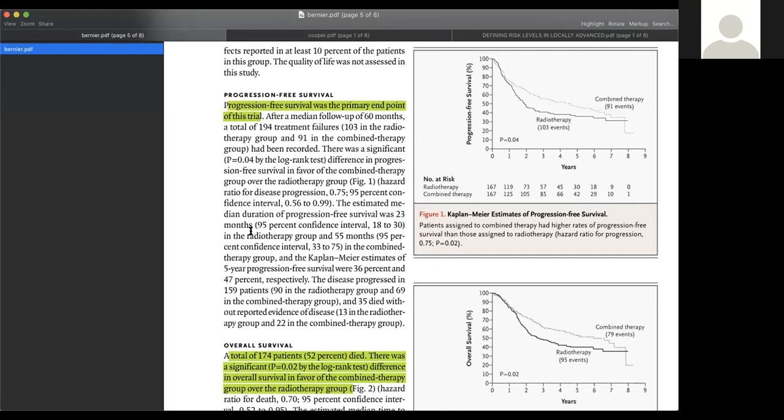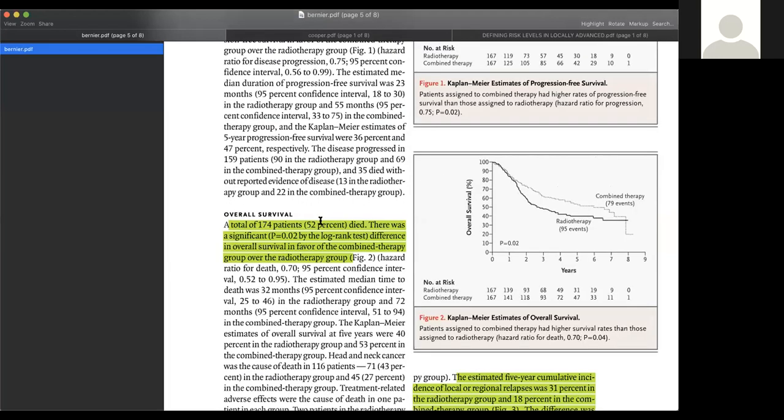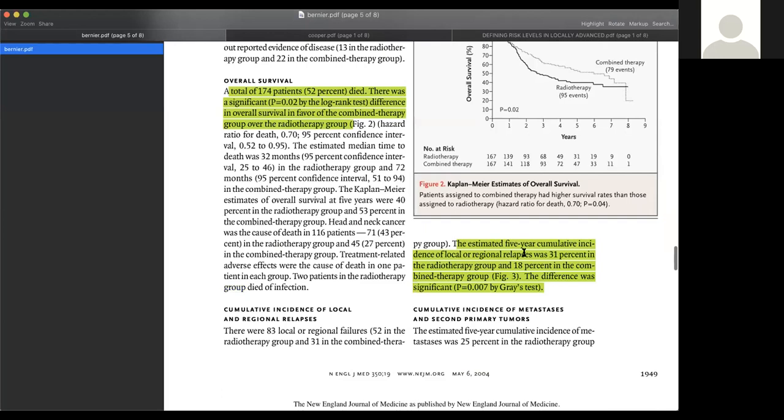And if you look at the overall survival of the patient, unfortunately, because it's a locally advanced head and neck cancer, 50% of the patients expired by the end of the study. But there was a difference between the combined group and the radiotherapy group. And the estimated 5-year incidence of relapses was less in the combined group and more in the single modality radiation group. And this was done by Gray's test.